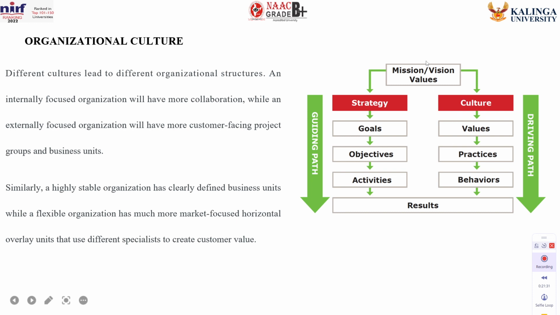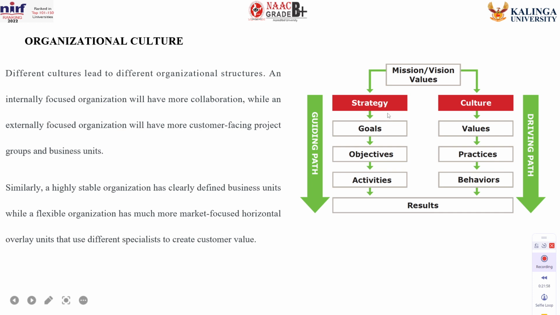Now, mission and vision give birth to strategy and culture. Strategy comprises goals. Goals give birth to objectives, and objectives give rise to activities. Culture is governed by values. Values give birth to practices, and practices give birth to behavior. So this is a whole hierarchy, and this is the guiding path, and this is the driving path.